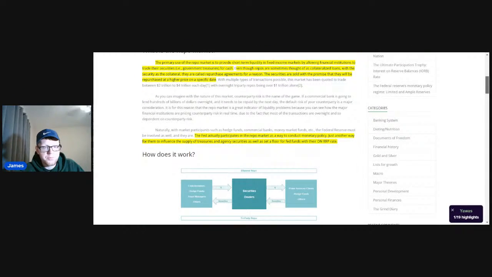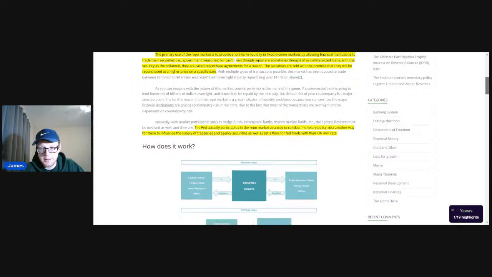And naturally the Fed also participates in this market, one as a way to conduct monetary policy, but they can also influence the supply of different types of securities through this.